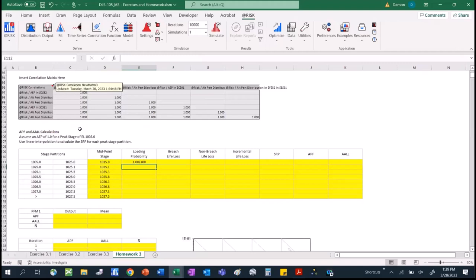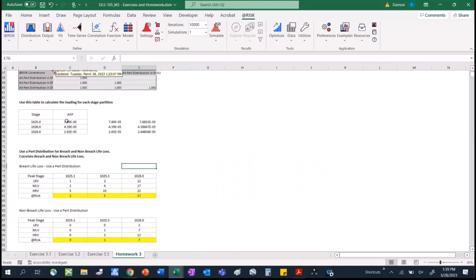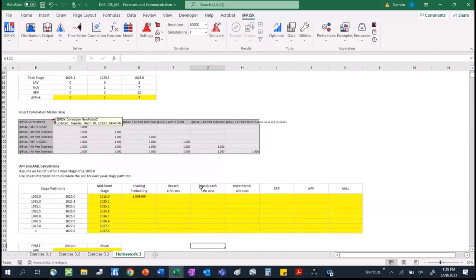It's going to be pretty high. Again, we're dealing with an overtopping failure mode. If you look at where our stage frequency relationship is starting, it's less than 1 in 10,000. So 1 minus a really small number is pretty close to 1. That number is something less than 1, but we're just rounding there.